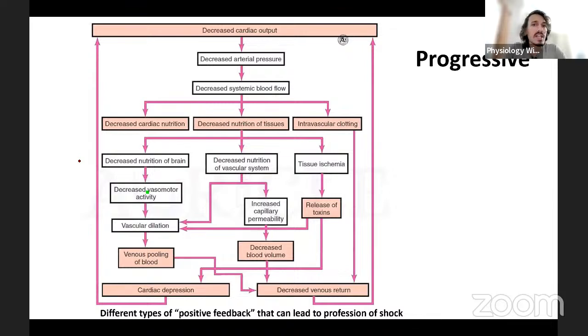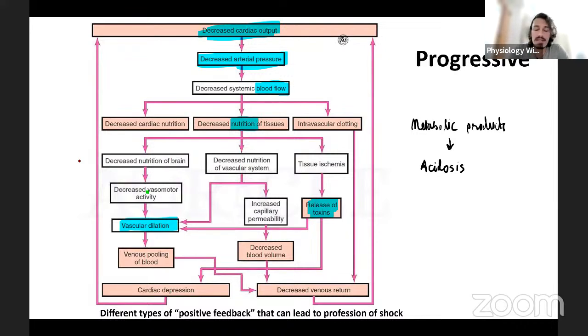Now, in progressive shock, what happens? Cardiac output decreases, BP falls, and blood flow is affected. Finally, tissue perfusion is affected, which means nutrition is not there. Metabolic waste products build up and result in acidosis. Apart from that, some toxins are also released. These waste products will result in vasodilation.